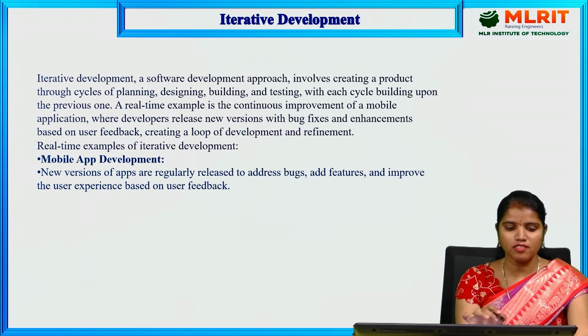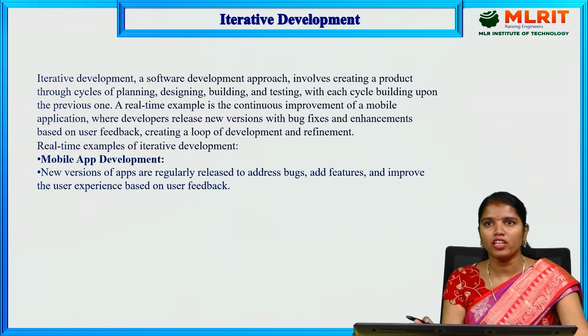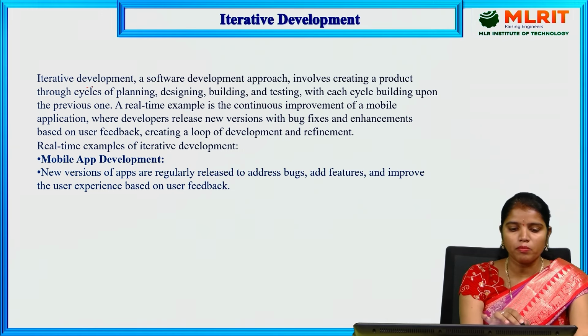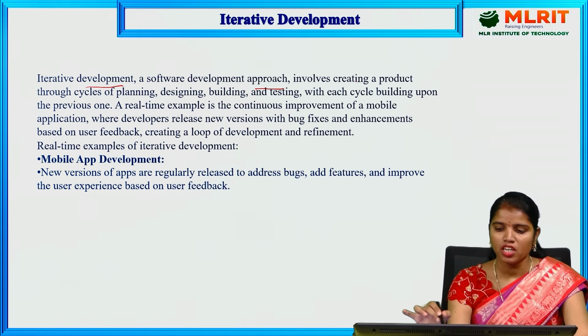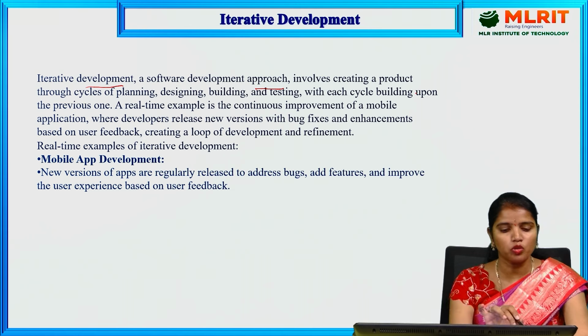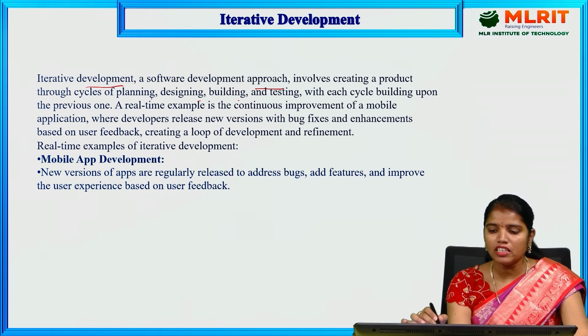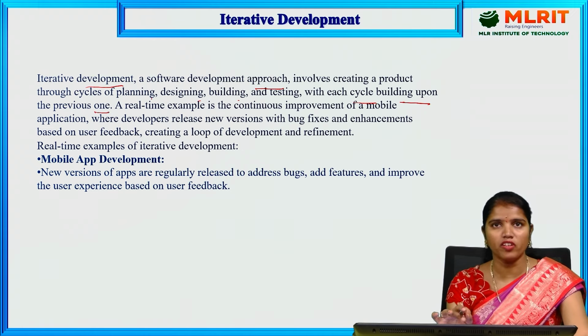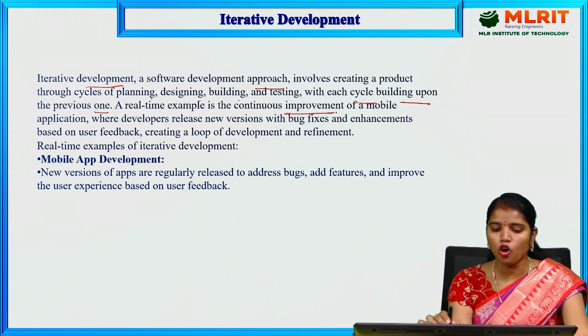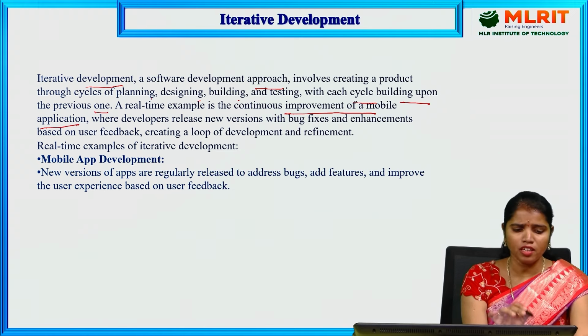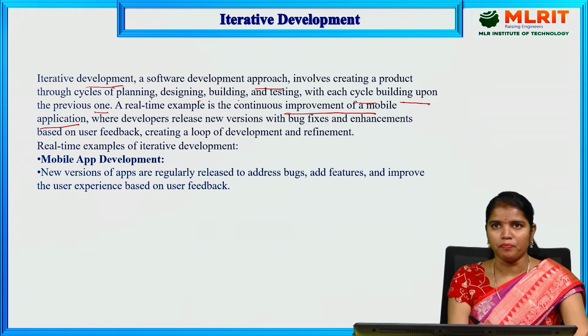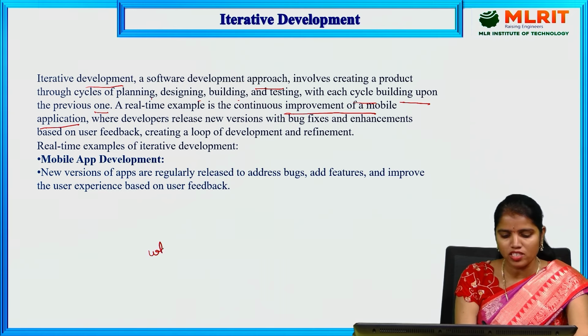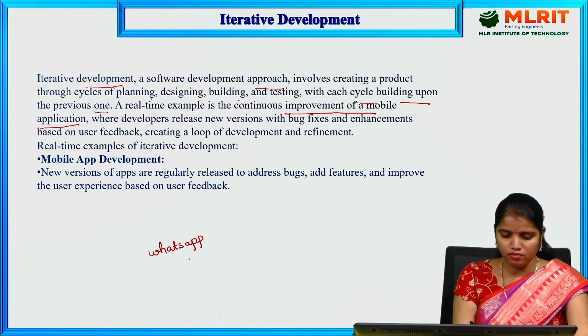Now, let us discuss the real-time example of iterative development. Iterative development is a software development approach that involves creating a product through cycles of planning, designing, building and testing, with each cycle building upon the previous one. A real-time example for this is the continuous improvement of a mobile application. Now, we are using WhatsApp. For this WhatsApp, we are upgrading to the latest version according to the video calls.